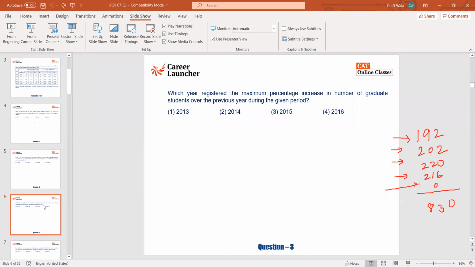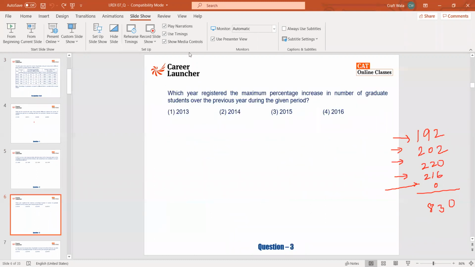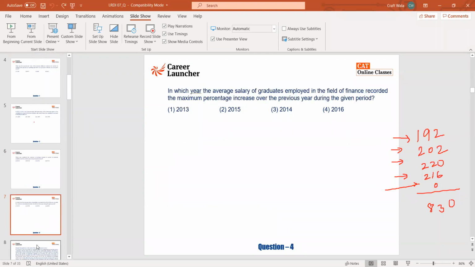Next, which year registered maximum increase in the number of graduates over the previous year? So when have graduates increased maximum? 800 became 650. 650 has become 1100. So this is the highest I can clearly see. So year 2014, right, which is answer option 2. Yes, correct. So you guys have got this correct. Let's look at the last one.